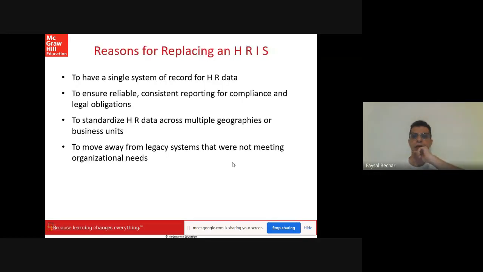Reason for replacing an HRIS, human resource information system: maybe you need a single system of record for HR data. So you need one database belonging to the single system. We had some cases where HR wasn't delivering the needs of the company. So the company preferred not only to select a different HR module from a different vendor, but also had to use a different database. Let me give you an example.